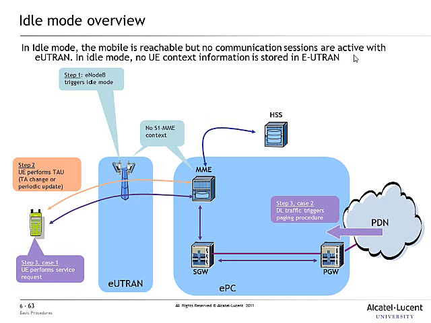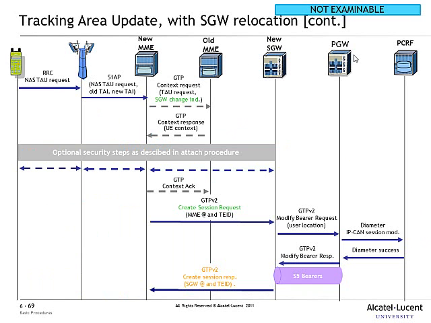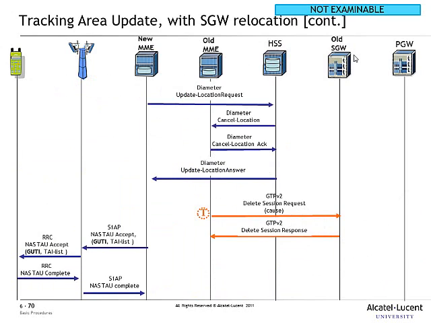receive paging messages. So in this case, the signaling on page 66 and 67 says what happens when you have a tracking area update which involves change of MME but does not involve any change of SGW. Okay, we move on to 71.